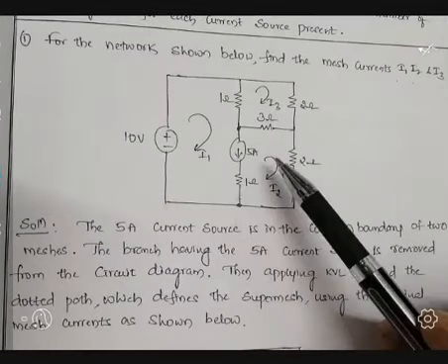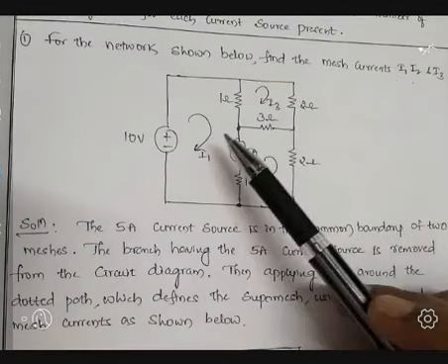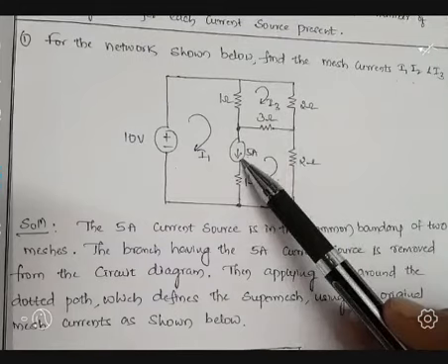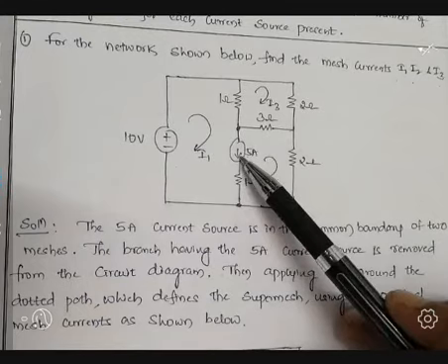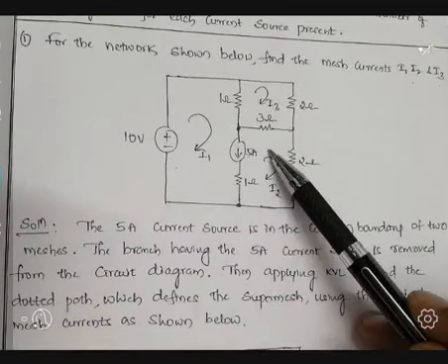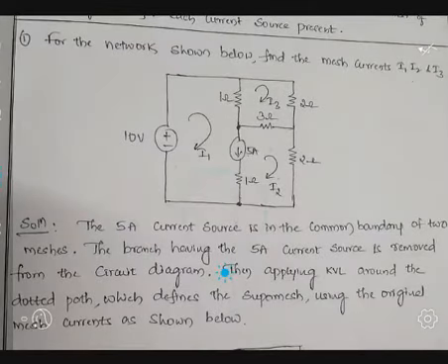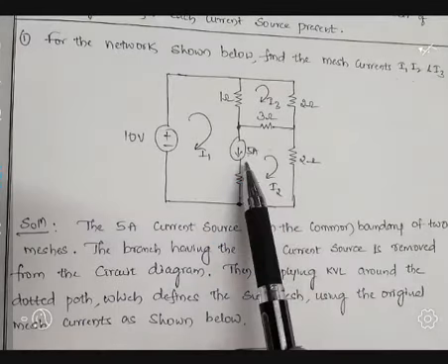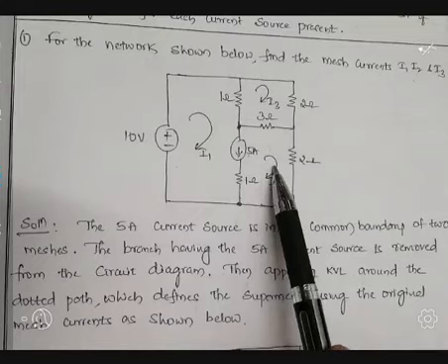Why I have taken this 2? Because in between these two meshes current source is present. Mesh number 1, mesh number 2, mesh number 3. Observe here, an independent current source is present between these two meshes. Hence we have to eliminate the branch which contains the current source. It is the common boundary, right? Common current source which is present between these two loops. So I'm going to eliminate this branch.